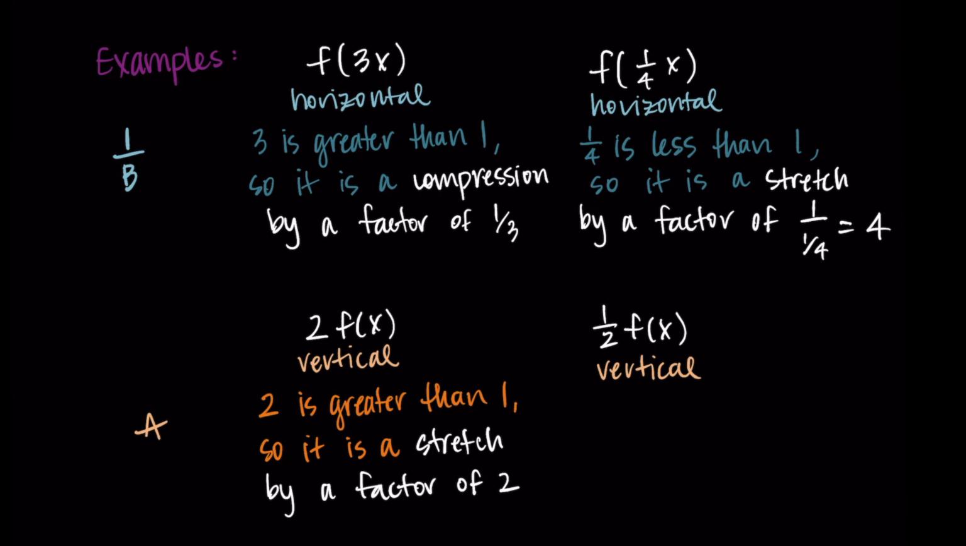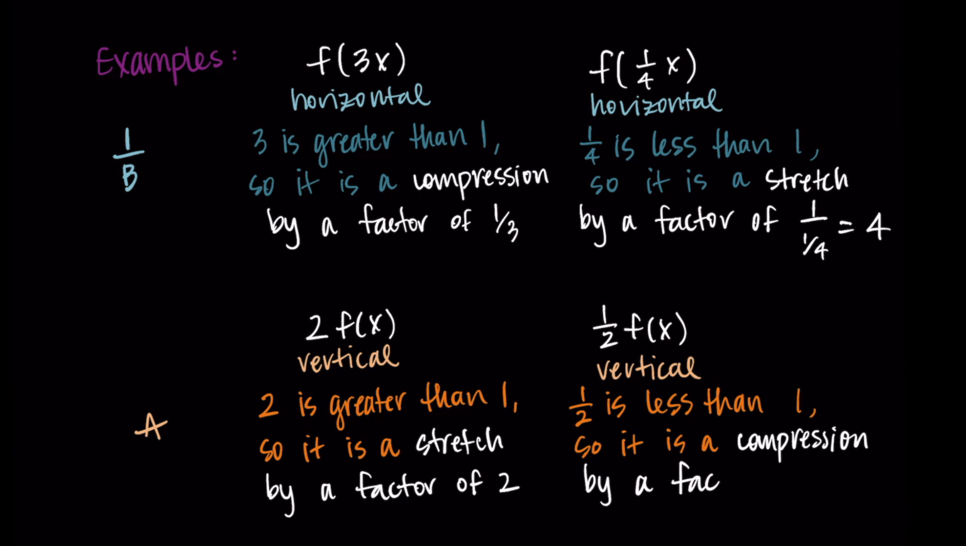Then lastly, we have 1/2 f of x. This is also a vertical transformation since the 1/2 is being applied to the outside or the outputs of the function. Here we're in the case where we have 1/2 being less than 1, so a is less than 1, which tells us that this is a compression by a factor of 1/2. So this is a vertical compression, and we're taking all of the outputs and multiplying them by 1/2, which effectively compresses the graph vertically. So there we go.